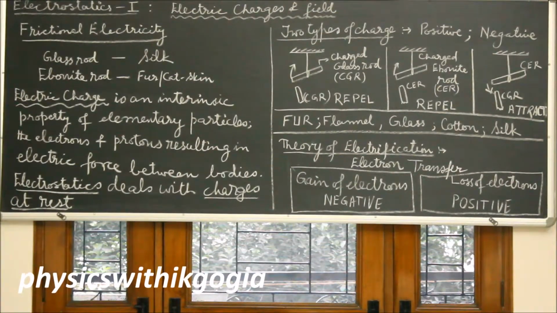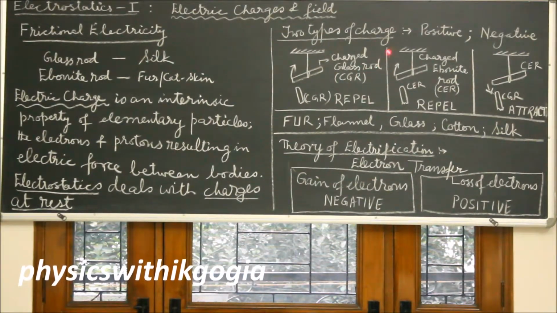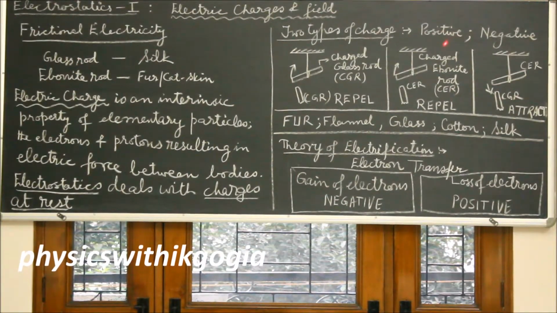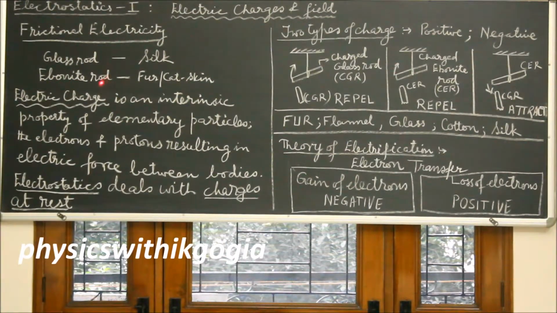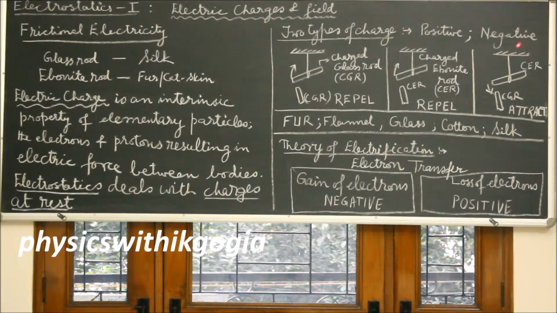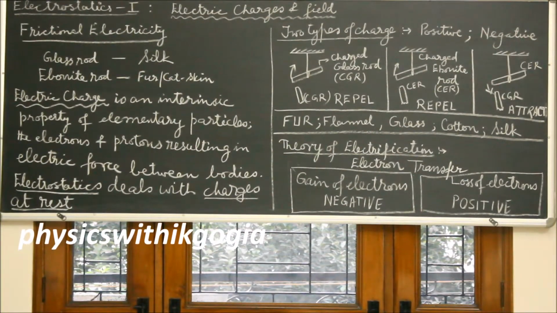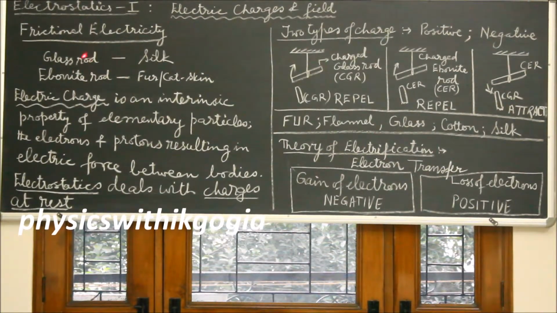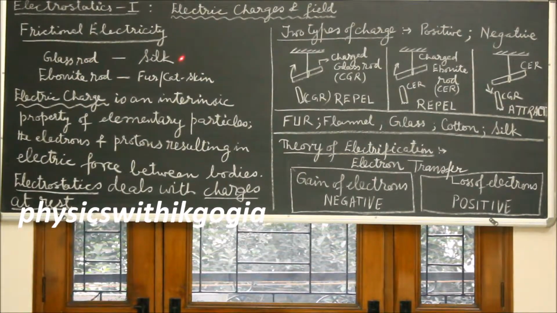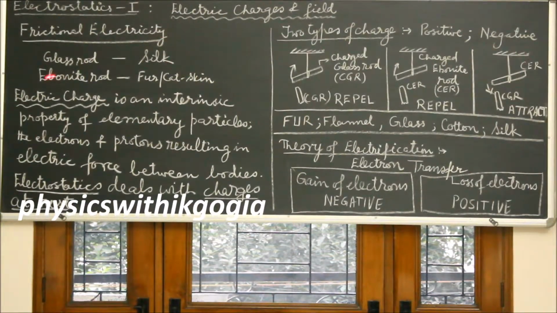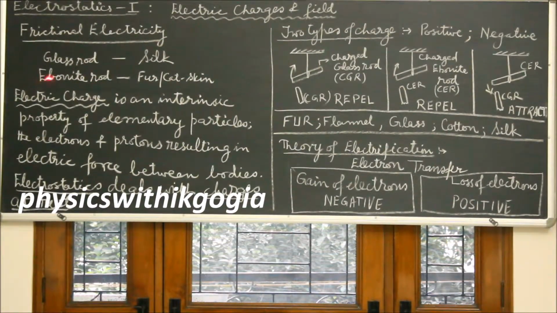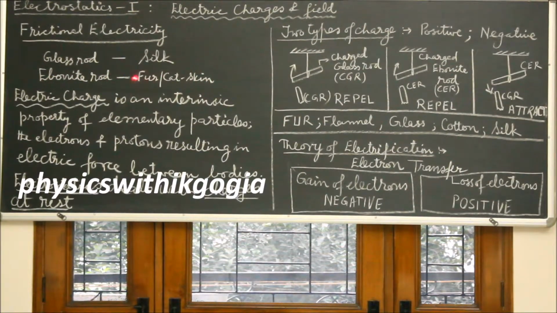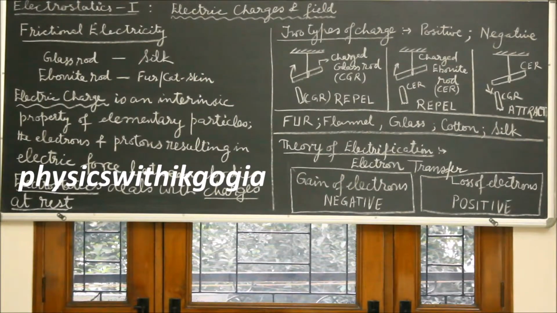So, the charge developed on a glass rod rubbed with silk is called positive charge. The charge developed on an ebonite rod rubbed with fur is called negative charge. The charges basically always appear in pairs. When the glass rod acquires positive charge, silk acquires equal negative charge. Similarly, development of negative charge on the ebonite rod results in an equal positive charge on fur or cat skin.